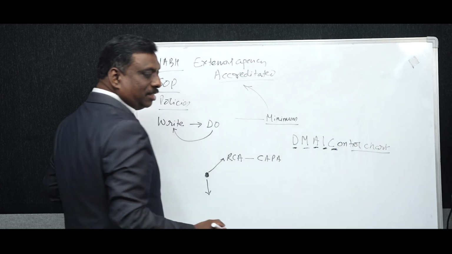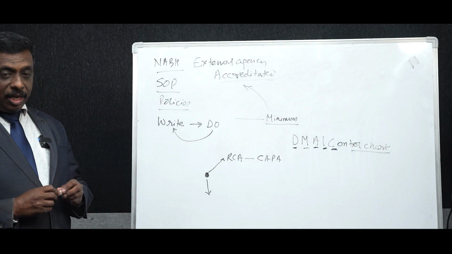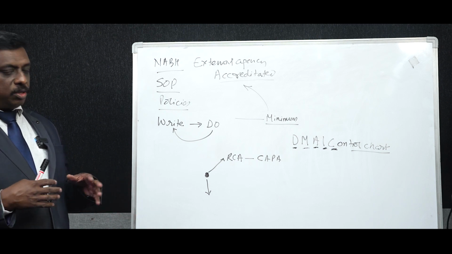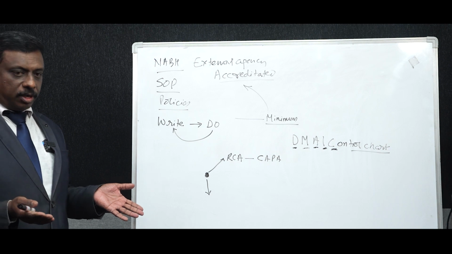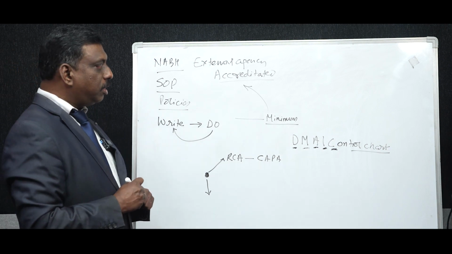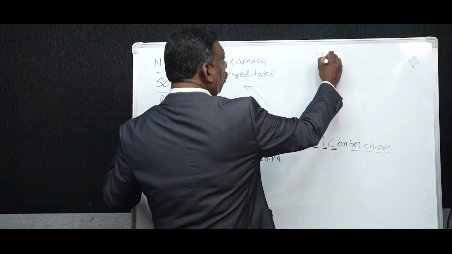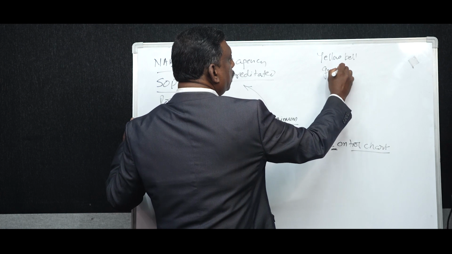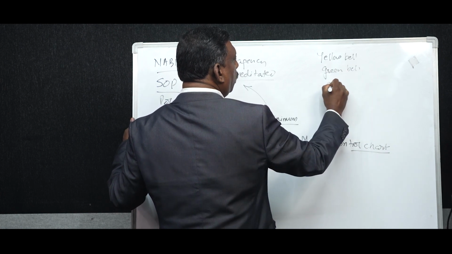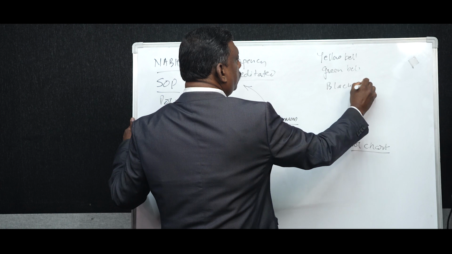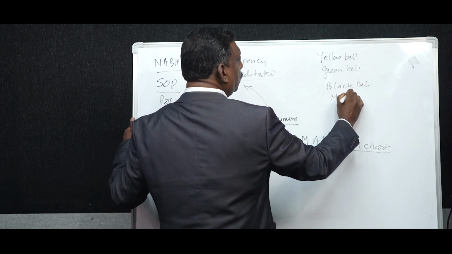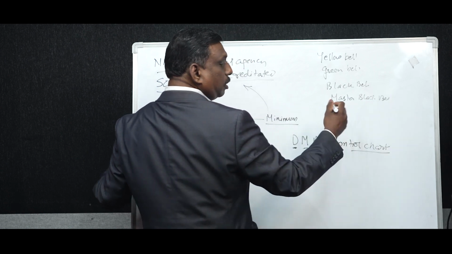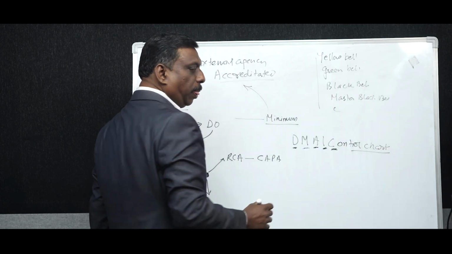So the basic difference between NABH and Six Sigma is this: NABH is external, Six Sigma is internal. In Six Sigma, nobody is going to give you a certificate. You have to generate your own. In Six Sigma there are various levels called yellow belt, green belt, black belt and master black belt, and champions, like that. There are various levels.